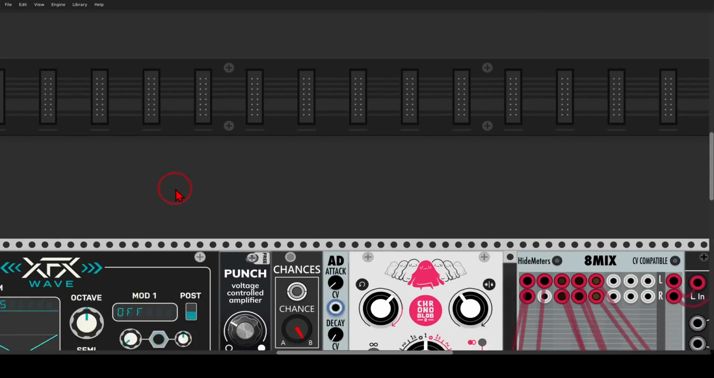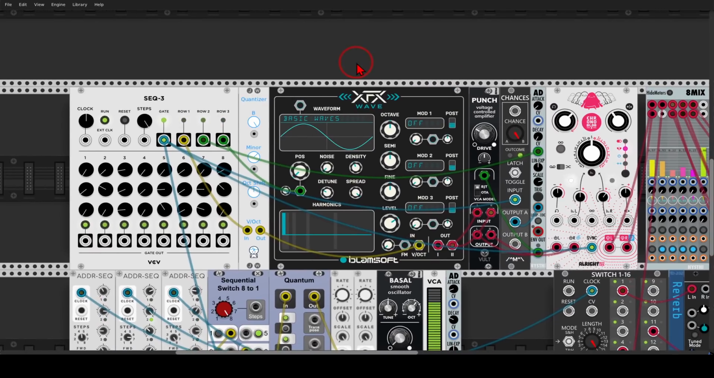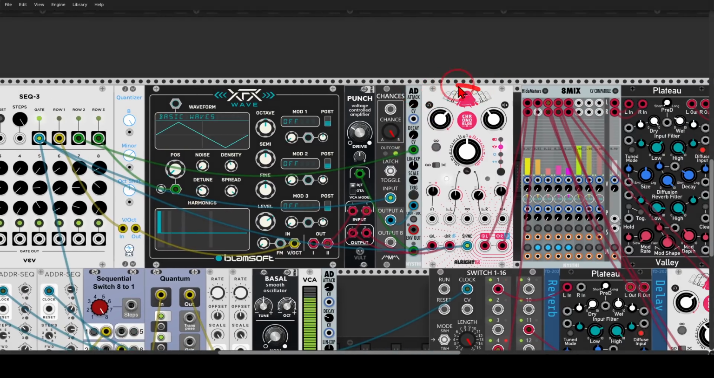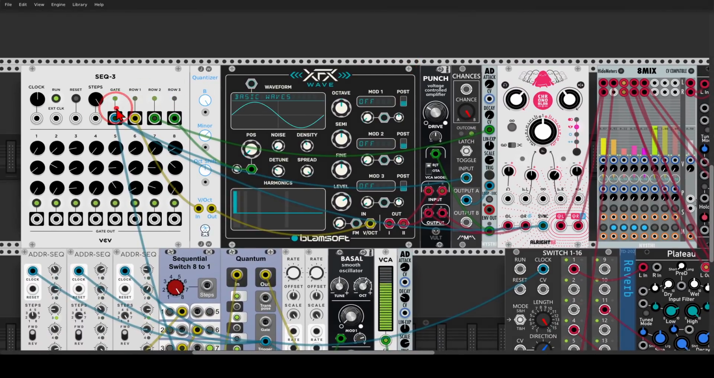So here I have an example again. I have here the VCV sequencer, the SEQ3. It's sequencing the wavetable oscillator from Blamsoft. It's also sequencing the wavetable position and again the decay time of the envelope, something I really like doing. This is going through some delay with Chronoblob 2. And what I'm doing, I'm sending the gate first to Chances, again to add chance and probability. And this is going to the envelope.